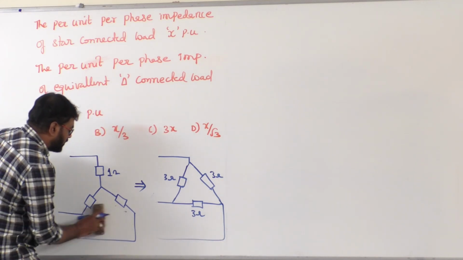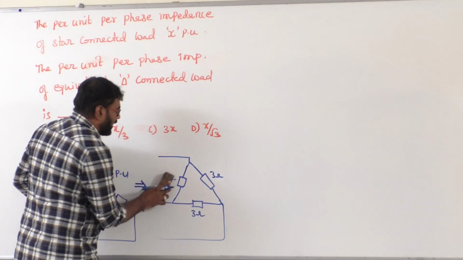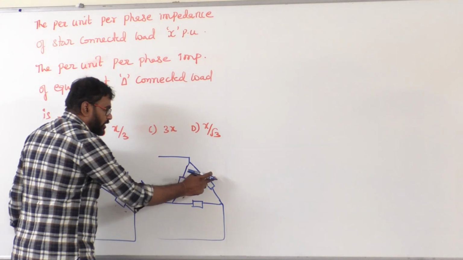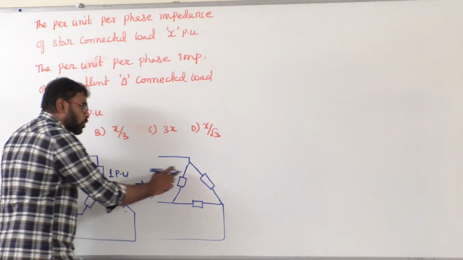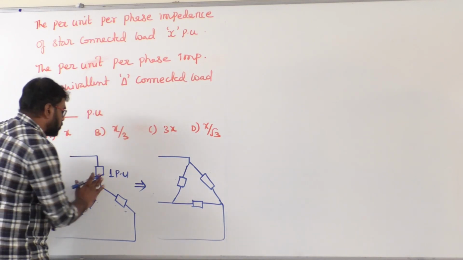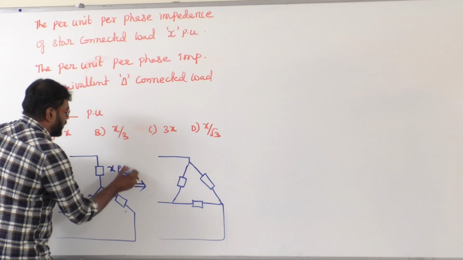That means if this is 1 per unit, what can I say here, is this 3 per unit? Is this 3 per unit here? No. This is also 1 per unit. That is what we are going to prove. Okay, so how to prove this? Let's have a look. It is clearly mentioned. This is X per unit.